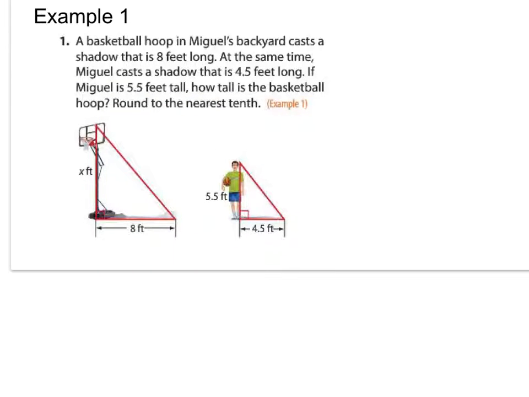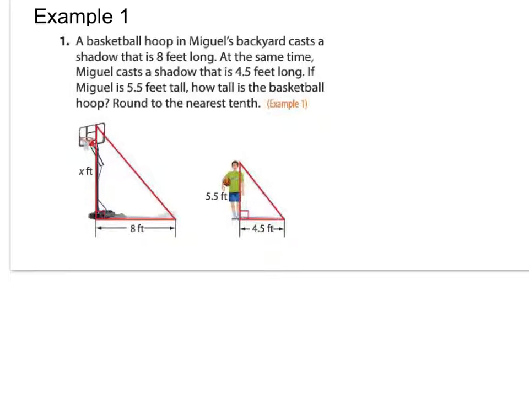So let's take a look at an example. A basketball hoop in Miguel's backyard casts a shadow that is 8 feet long. Okay, it casts a shadow that's 8 feet long. At the same time, Miguel casts a shadow that is 4.5 feet long. If Miguel is 5.5 feet tall, they want to know how tall is the basketball hoop.